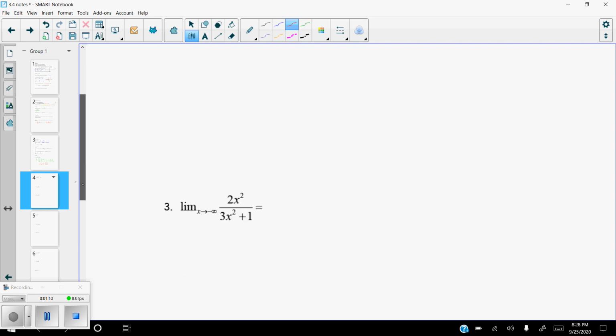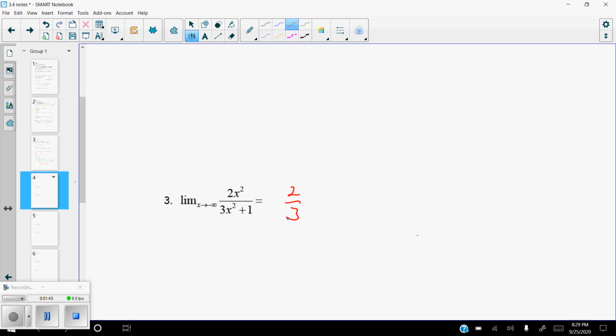Number 3. The limit as x approaches negative infinity of 2x squared over 3x squared plus 1. Again, looking at the growth rates on the numerator and denominator, you're looking at the greatest growth rate. We're not looking at anything less than that, so we're ignoring the plus 1 for the most part here. The growth rates are the same. So we know that you just divide the leading coefficients, and you're going to get 2/3. That's your limit as x approaches negative infinity.